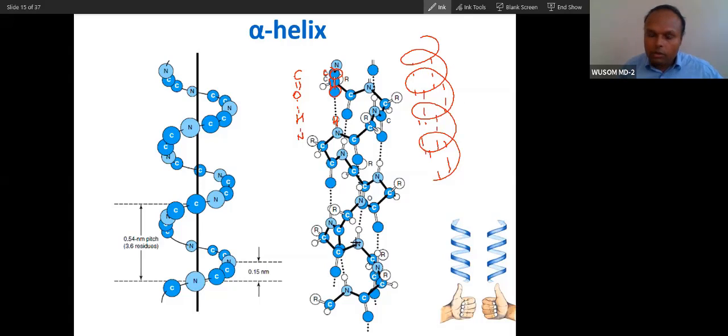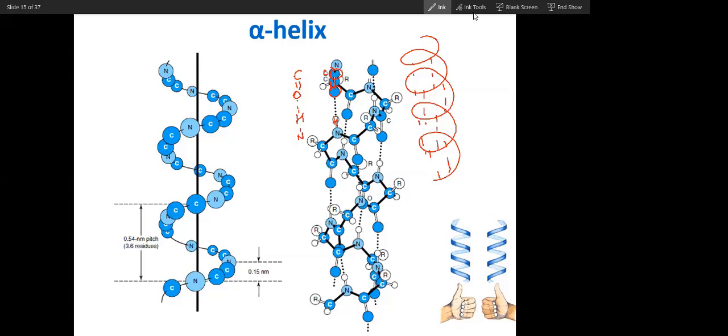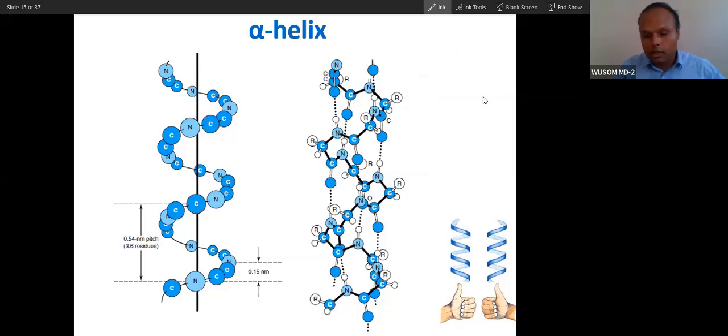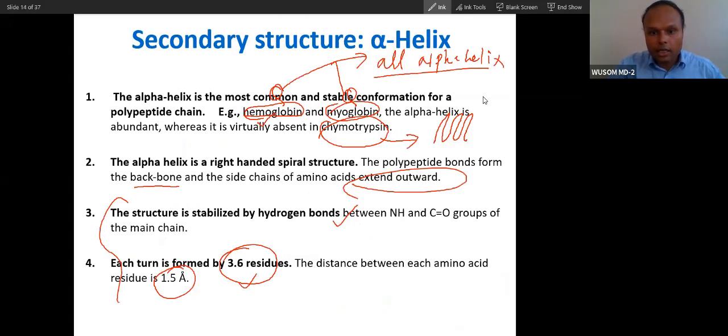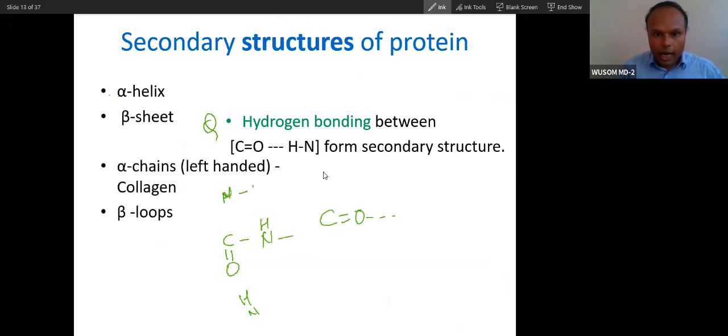Did you understand now? Yes, sir. So secondary structure is held by hydrogen bond. Remember, this is a very important point. Secondary structure is held by hydrogen bond. This hydrogen bond holds secondary structure.